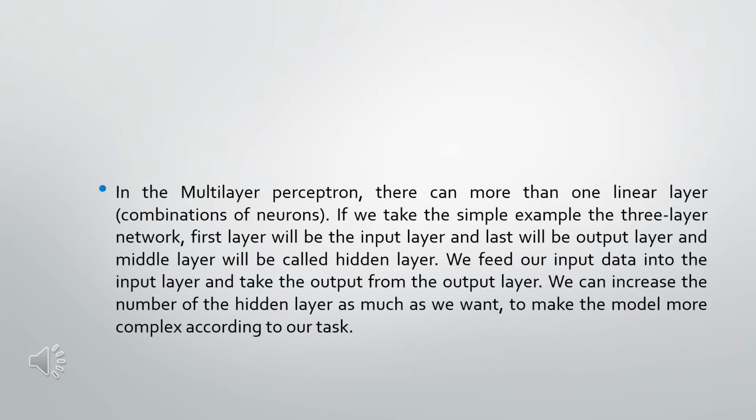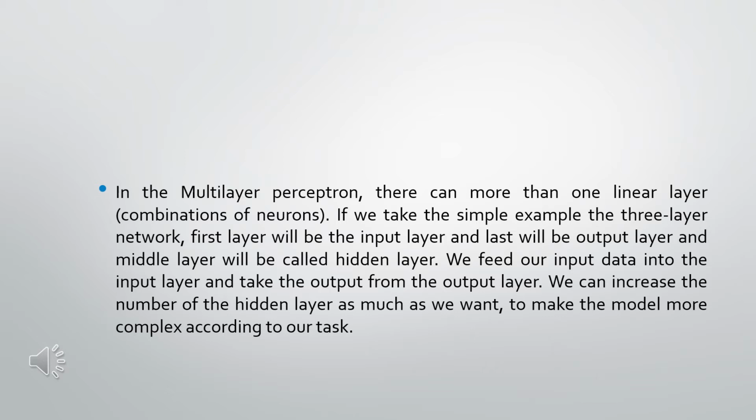In the multi-layer perceptron, there can be more than one linear layer combination of neurons. If we take the simple example of a 3-layer network, the first layer will be the input layer and the last layer will be the output layer, and the middle layer will be called the hidden layer. We feed our input data into the input layer and take the output from the output layer. So we can increase the number of hidden layers as much as we want to make the model more complex according to the application. So this is the generalized definition or concept of the multi-layer perceptron, and this is the topic of our today's lecture, the multi-layer perceptron.